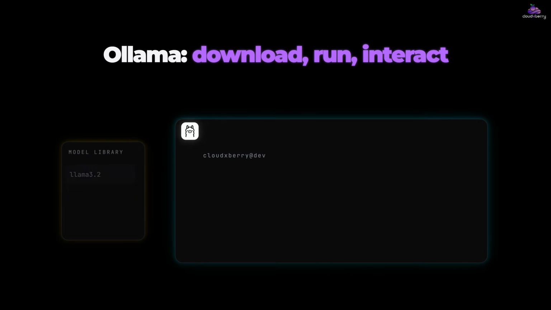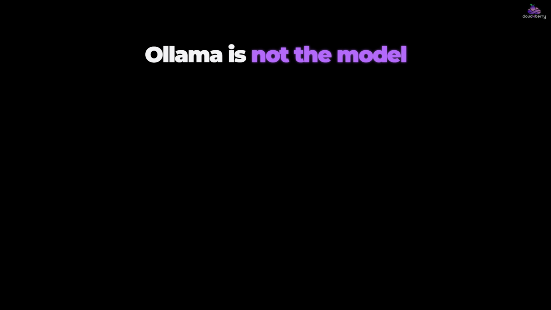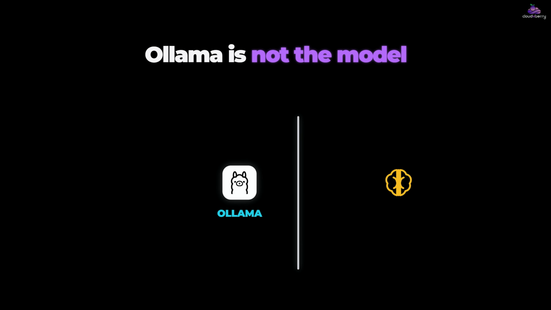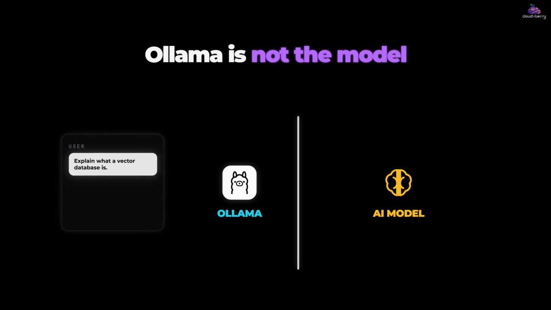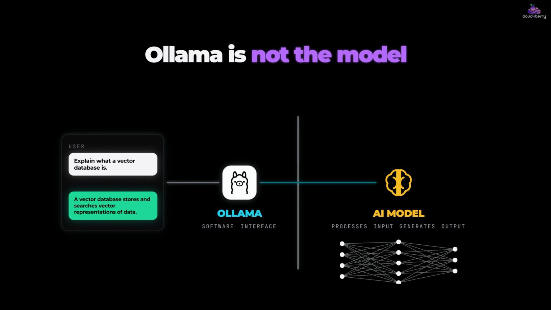Ollama is a tool that makes it easier to download, run, and interact with compatible AI models. But there is one important distinction. Ollama is not the AI model. The AI model is what actually processes the input and generates the output. Ollama provides the software and interface that makes it easier to work with that model.